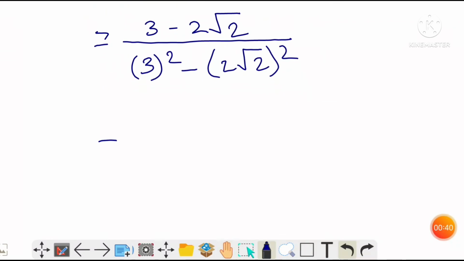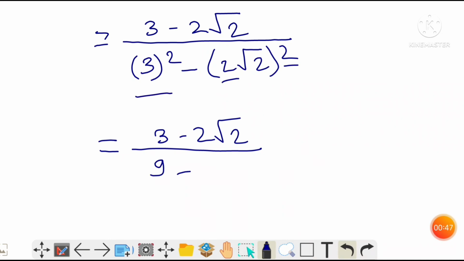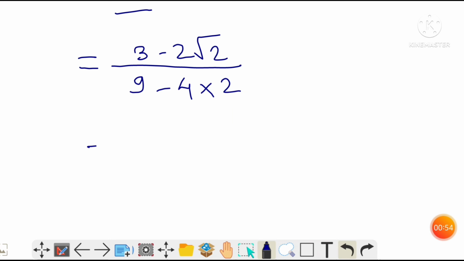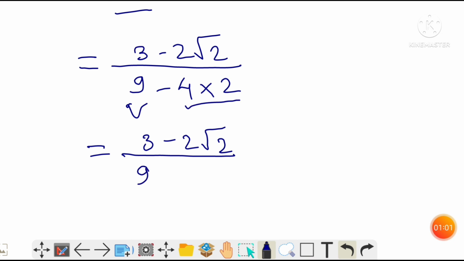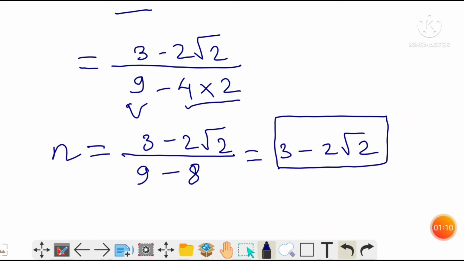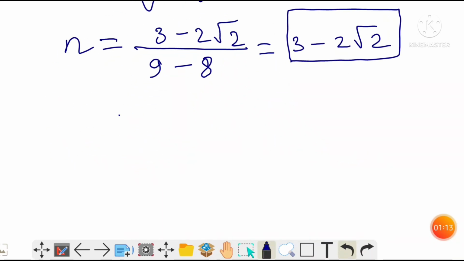So in the numerator, we have 3 minus 2 root 2. And in the denominator, 3 square is 9 minus 2 square is 4 into 2. So again, we'll have 3 minus 2 root 2 by 9 minus 4 2s are 8. 9 minus 8, that is 1. So we'll have 3 minus 2 root 2 as the value of n. So by putting this value, we'll find the value of n square.